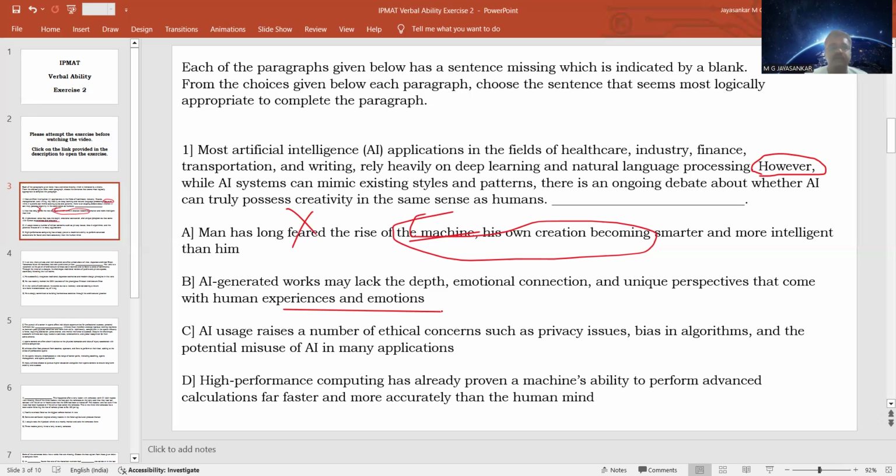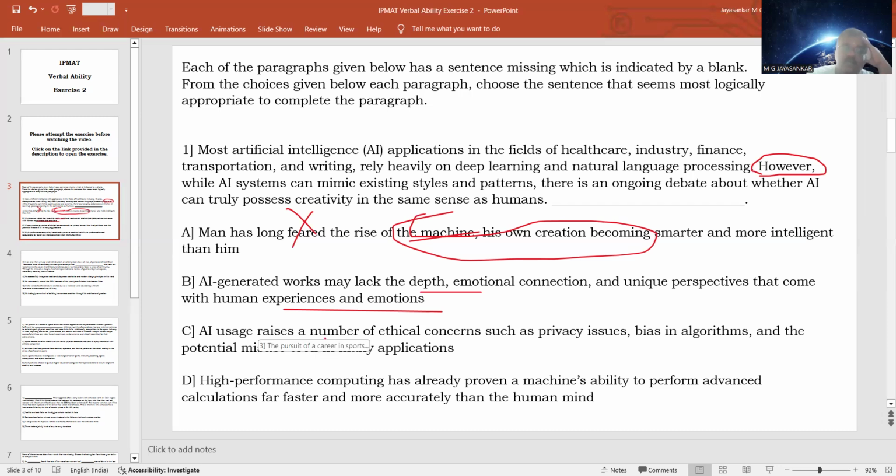Humans have genuine creativity through the experiences and emotions that humans have. But machines, being machines, cannot have such experiences or emotions. As a result, they may not have the depth or the emotional connection in their works. So this is carrying on the logic stated in the second sentence. The option matches the logic of the passage. This could be a likely answer. Keep it in your mind.